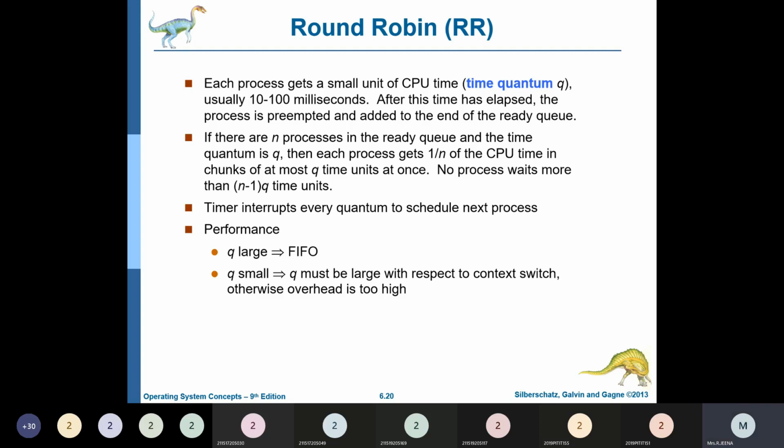Within this particular time quantum, the process has to be executed, I mean, complete its process. When this particular time has elapsed, the process is preempted, that is, forcibly taken out of the CPU and put into the ready queue or terminated.